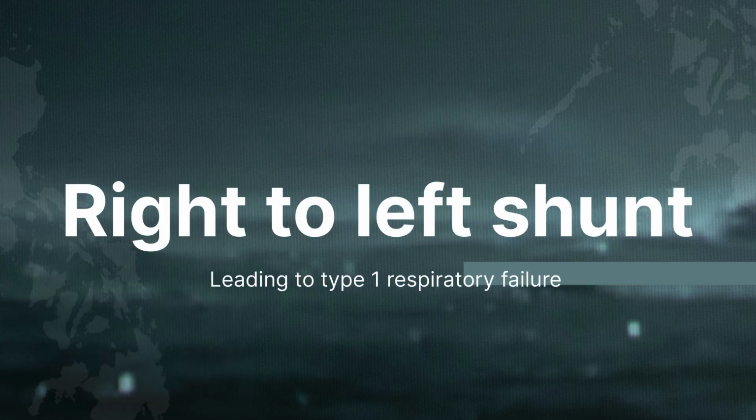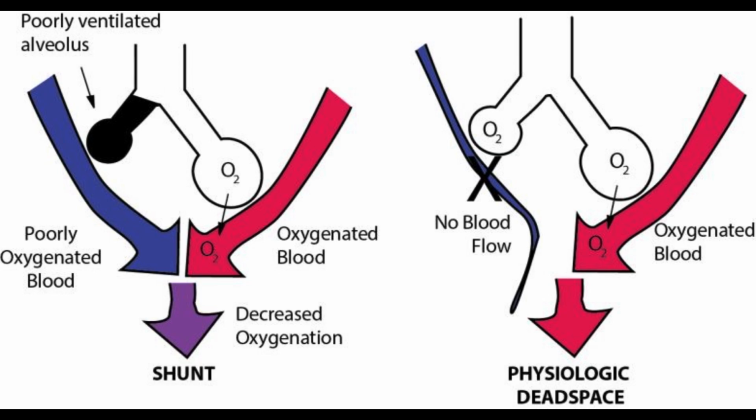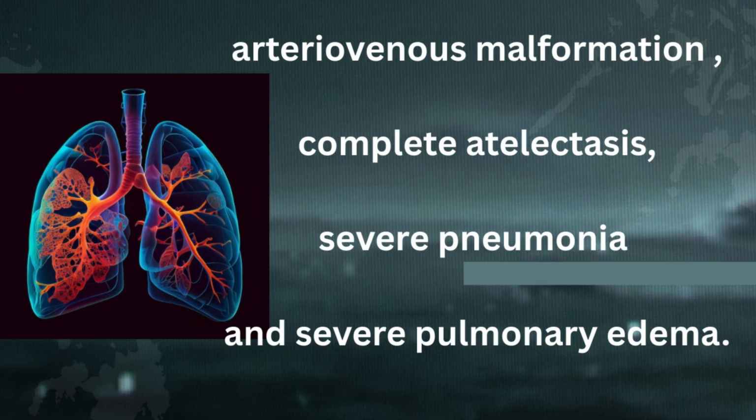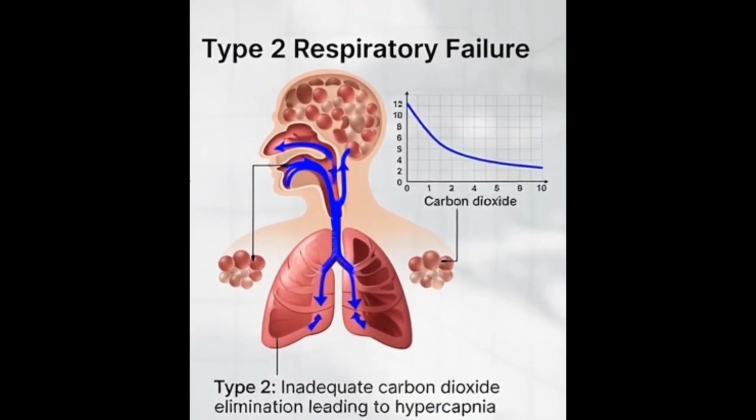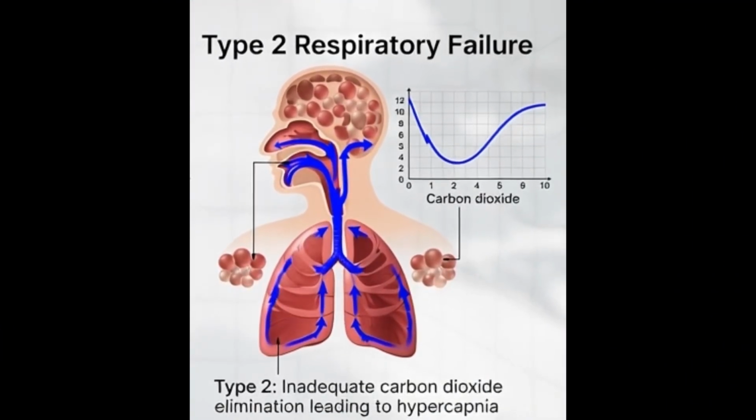Right to left shunt. The absence of gas exchange at the alveolar capillary interface represents a true shunt. The shunt occurs when the ventilation perfusion ratio reaches 0, which is seen in arteriovenous malformation, complete atelectasis, severe pneumonia and severe pulmonary edema. Now let's move towards the pathophysiology of type 2 respiratory failure.